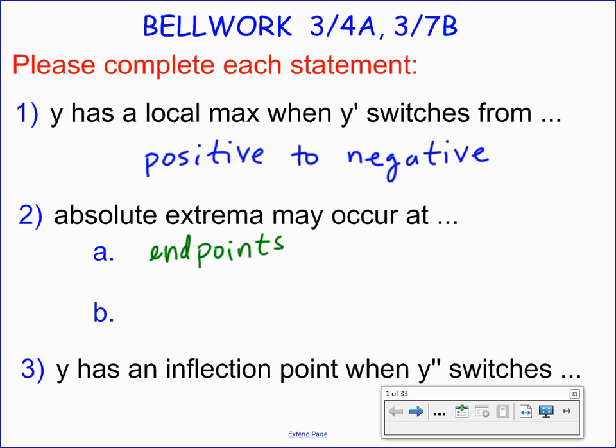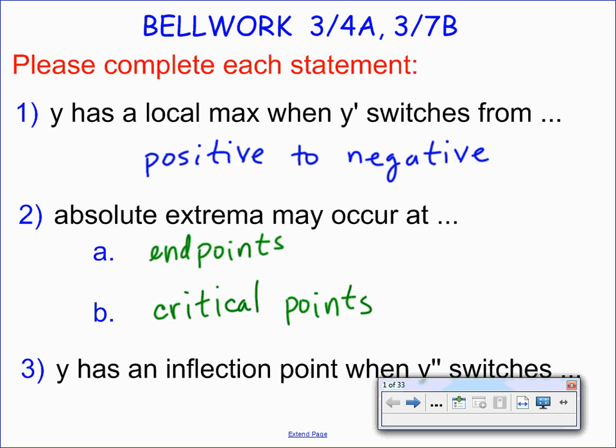Endpoints, or what's our other option for that? Maggie? Critical values. Or critical points, as this text calls them. We call them critical values. So if we have an absolute maximum on a given interval, then it must occur at a critical value or at an endpoint of the interval. The same is true for an absolute minimum. So we're going to use this as part of our analysis, especially next class period.